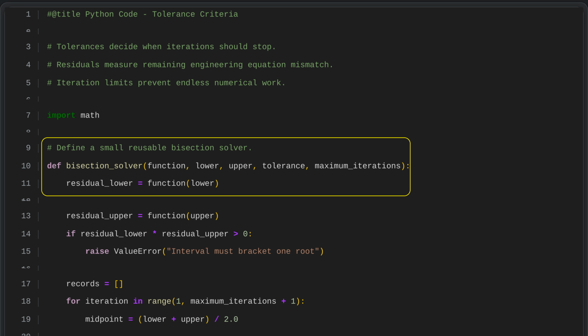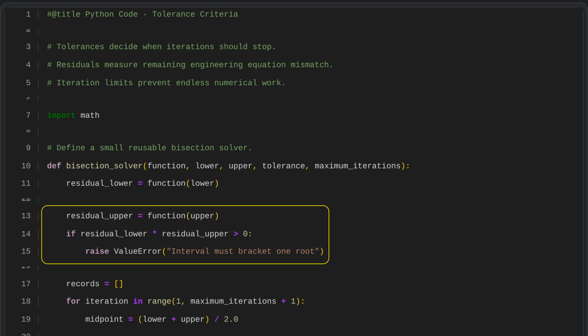It first evaluates the function at the lower bound to get a residual, which helps guide the search and check whether the root is likely within the interval. The code evaluates the function at the interval's upper bound and compares its sign with the lower bound result. If both residuals have the same sign, the interval does not bracket a root, so the bisection method cannot proceed. In that case, the code raises an error to require an interval that contains one root.